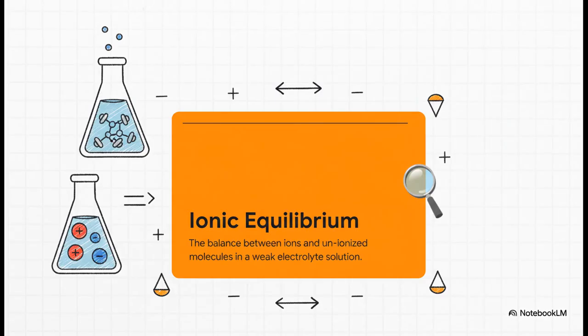And that state of balance, that is the whole shebang. That's ionic equilibrium. It's this sweet spot where the breakup rate and the get back together rate are perfectly matched. And here's the absolute key. This whole equilibrium dance, it only happens with those indecisive weak electrolytes.